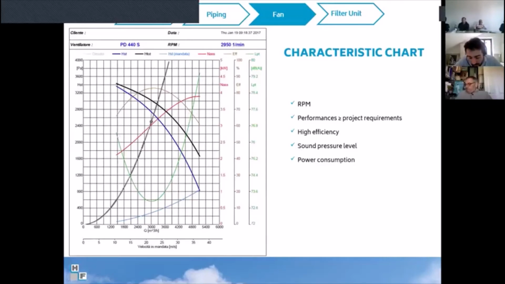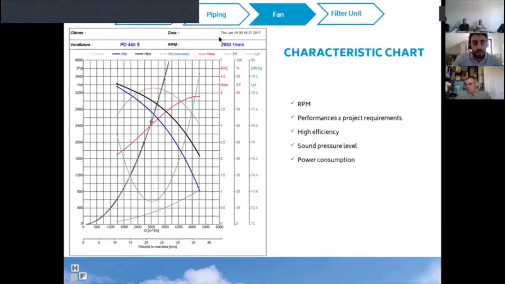I can try to explain this with an example. For example, we calculated that for our filtration system, we need 3,000 cubic meters per hour with at least 2,050 Pascal of pressure drop. So we asked our ventilator supplier, and he suggests this one. We see that at 3,000 cubic meters, we have at least 2,800 Pascal of static pressure. This means that it can be good for us.